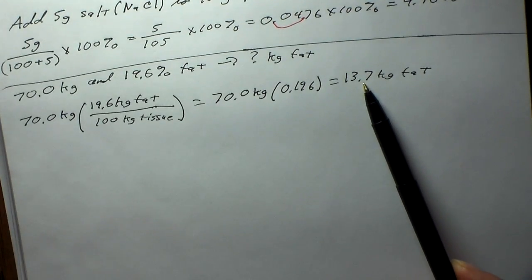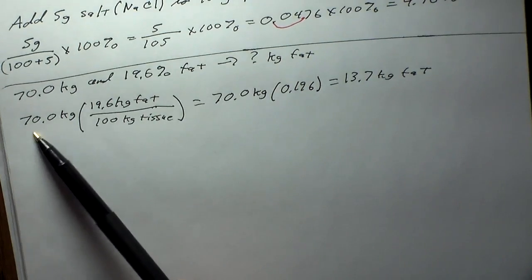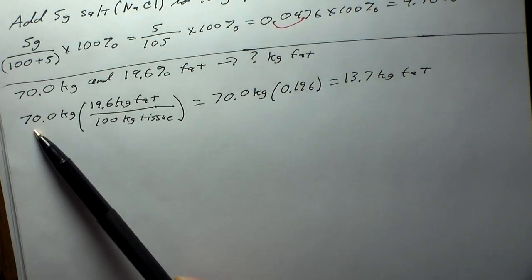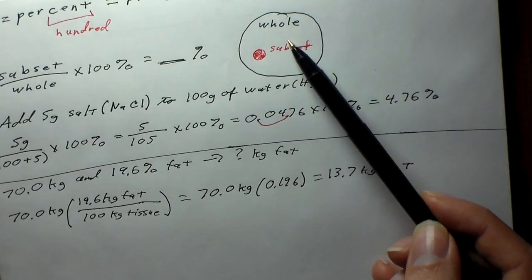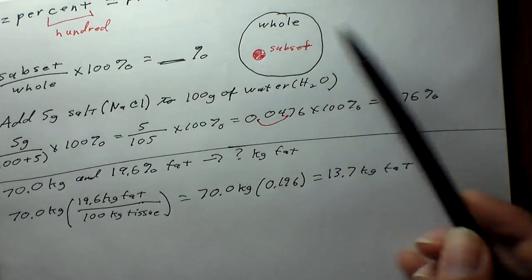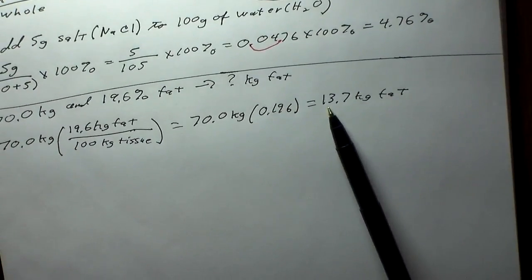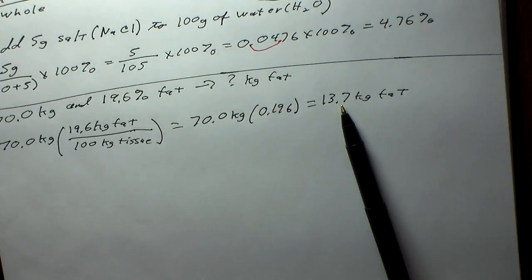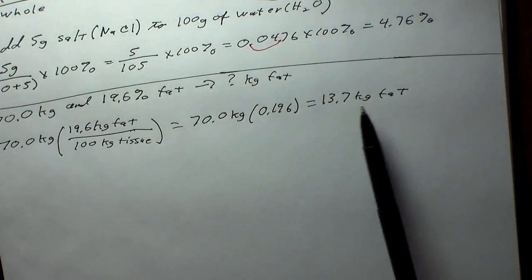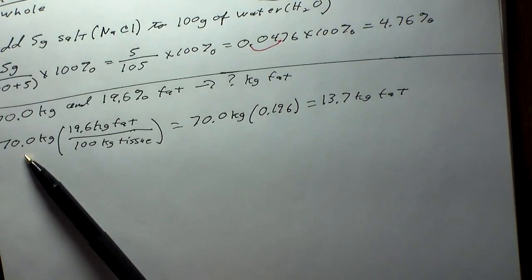All right, and again, when we're using the percentages up here, it's very, very important. You just notice here your subset, which is your fat, is smaller than your whole, which is the whole body, right? And that's, of course, fulfilling this thing we had up here. If we happen to do this the wrong way and we come up with more than 70 kilograms, that does not make any sense, right?